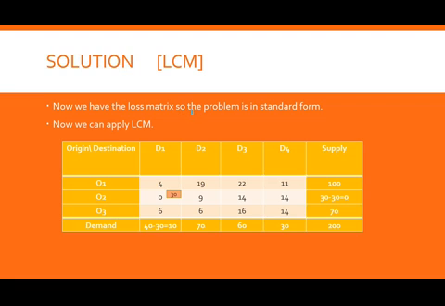So now I can straight away apply LCM. So how do you apply LCM? Look into the loss matrix now. Whichever is the least cost, I need to apply allocation there. So least cost is 0. So how much I can transport here? Supply is 30. Demand is 40. So how much can I transport?